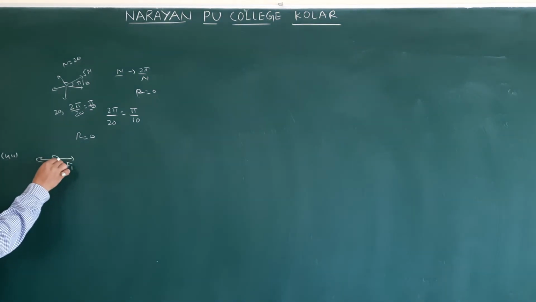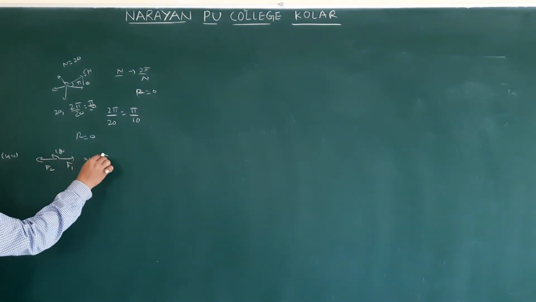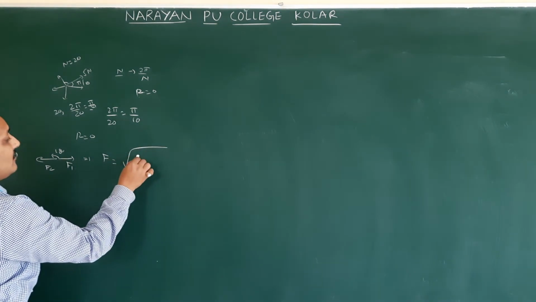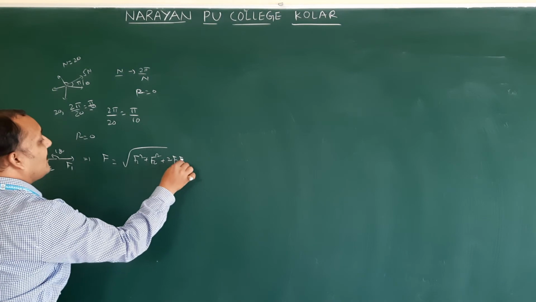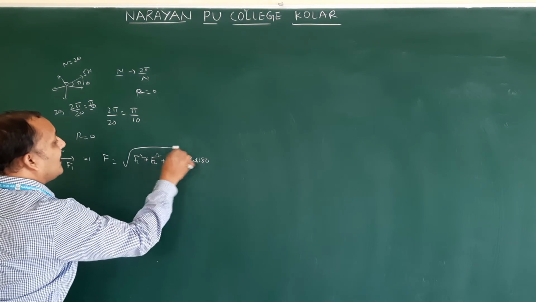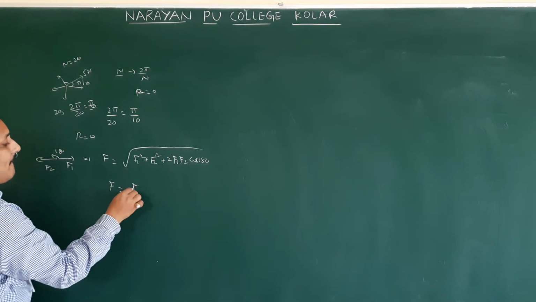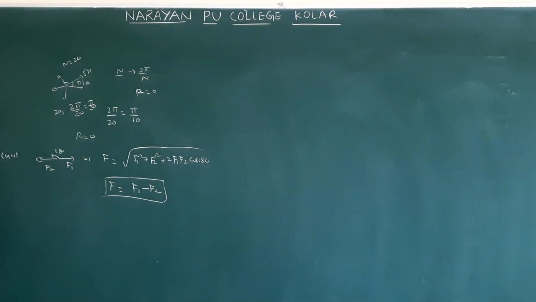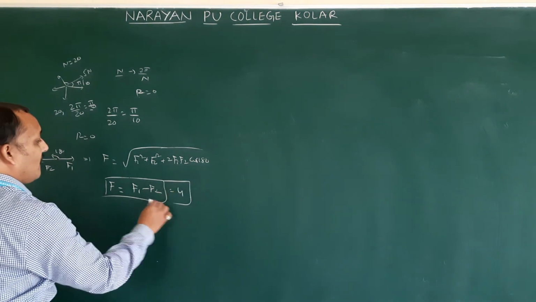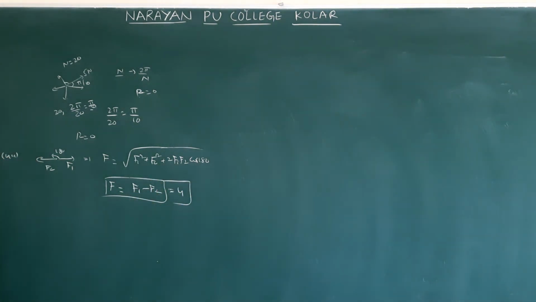F1, F2. Opposite means 180 degrees. Resultant formula: root of F1 square plus F2 square plus 2 F1 F2 cos 180. And how much will we get? F1 minus F2. At the time, the resultant they gave is 4. So F1 minus F2 equals 4.